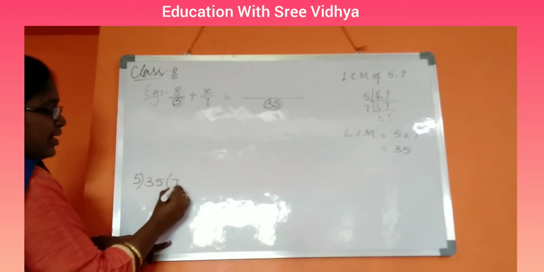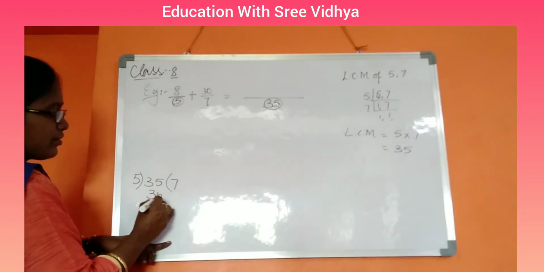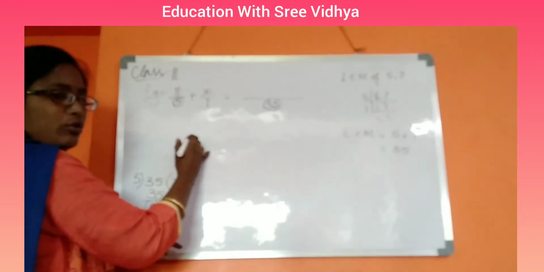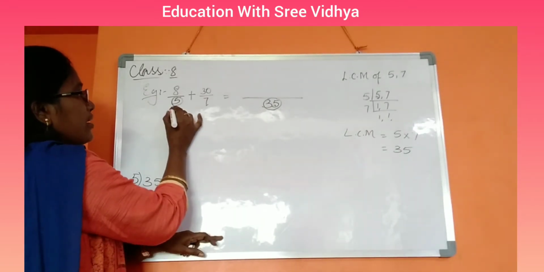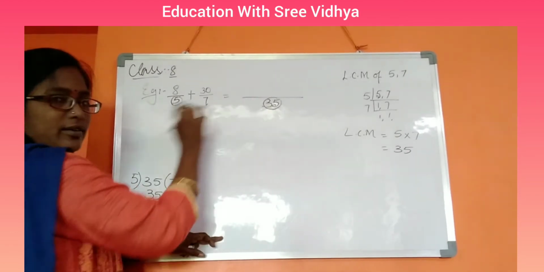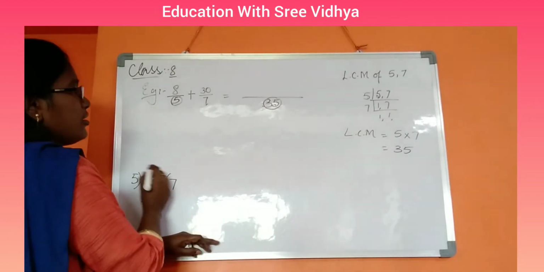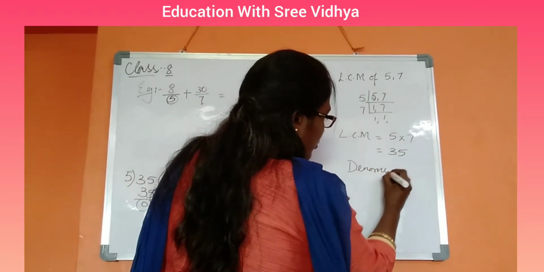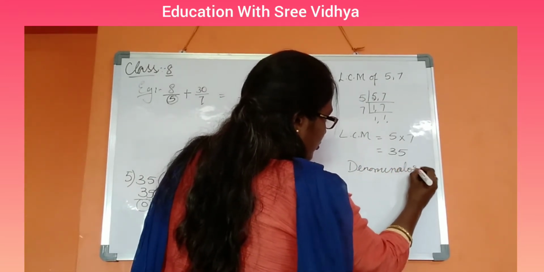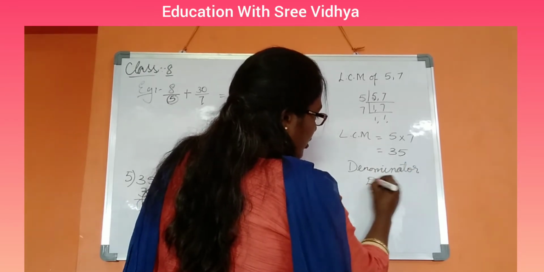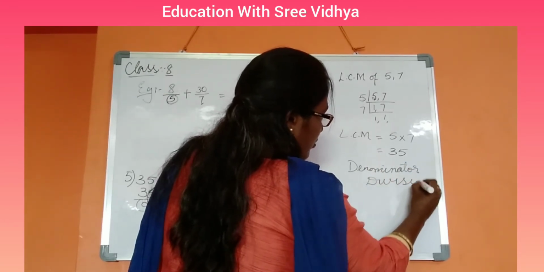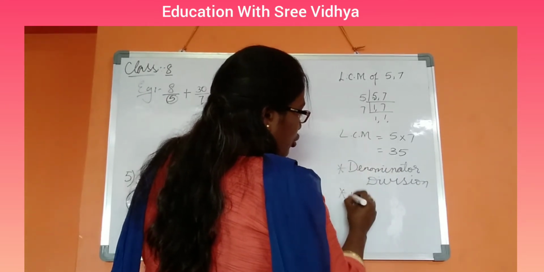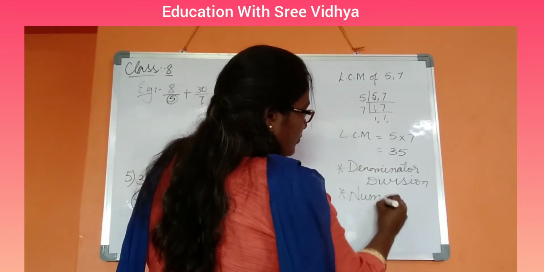5 sevens are 35. So one thing you keep in mind, children: denominator division. I'll write here, denominator division. So keep this in mind particularly. Numerator multiply.